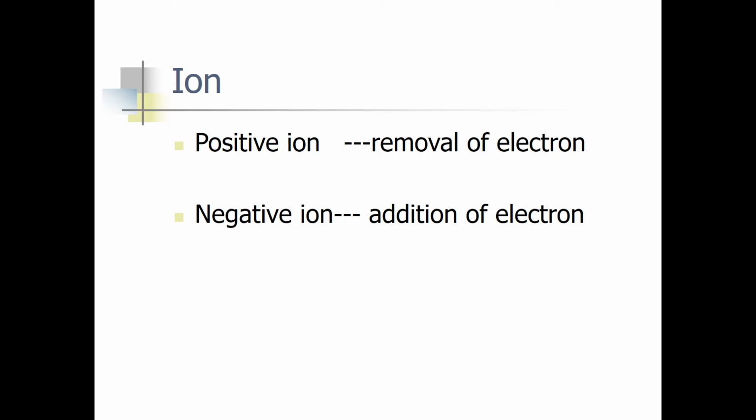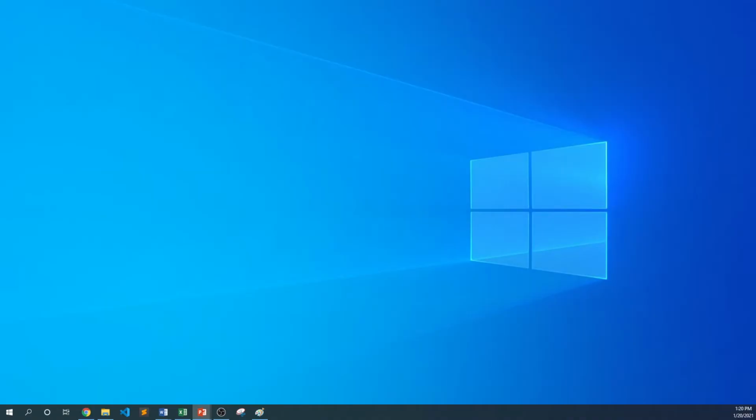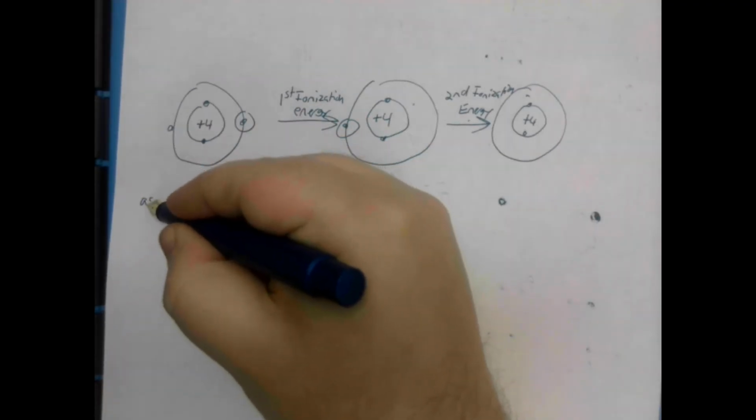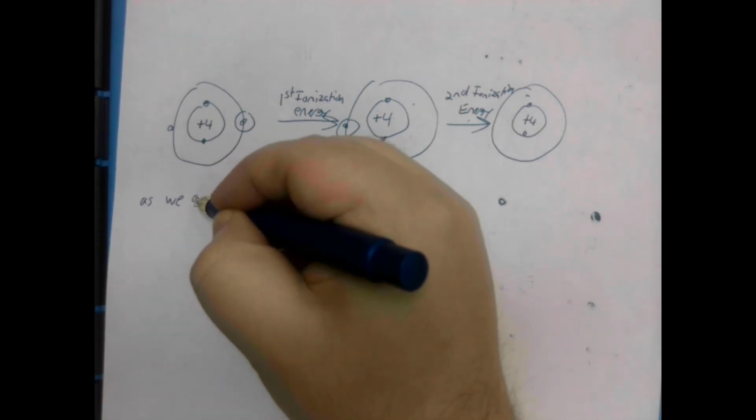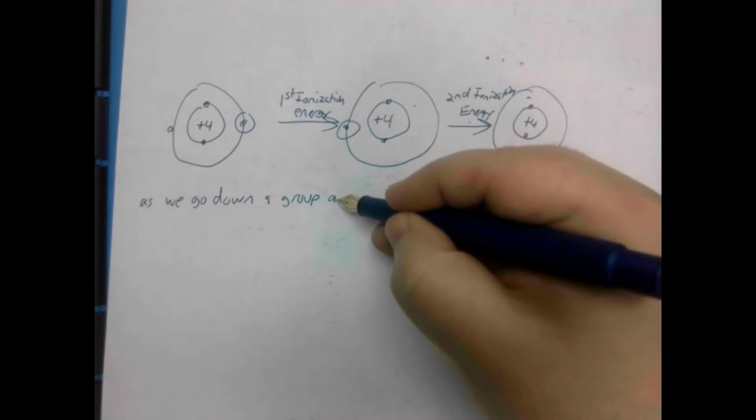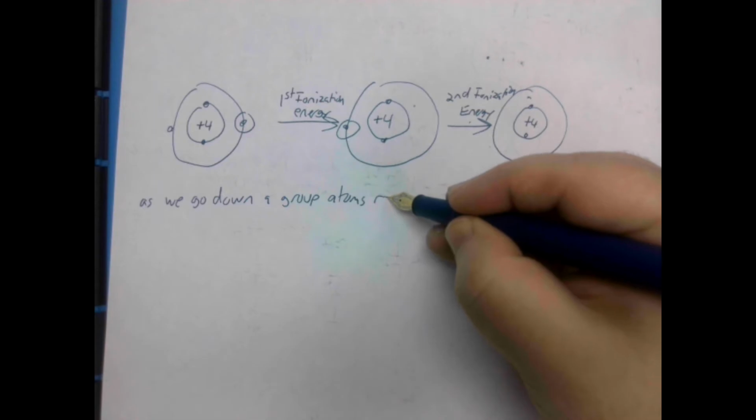So as we go from hydrogen to lithium to sodium to potassium, so down the group, going down makes them bigger, right? Yes, so it makes them bigger as we go down. So the atoms are getting bigger. Remember, as we go down a group, atoms get bigger, atoms' radius increases.